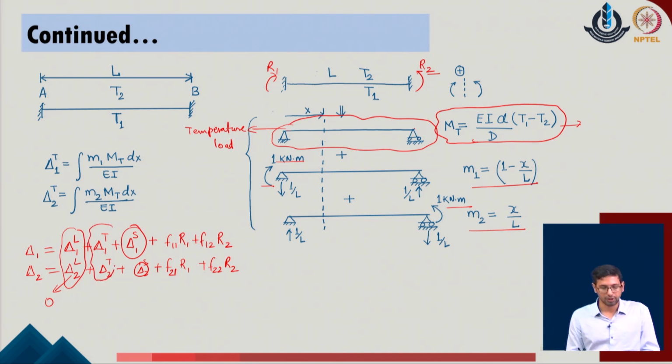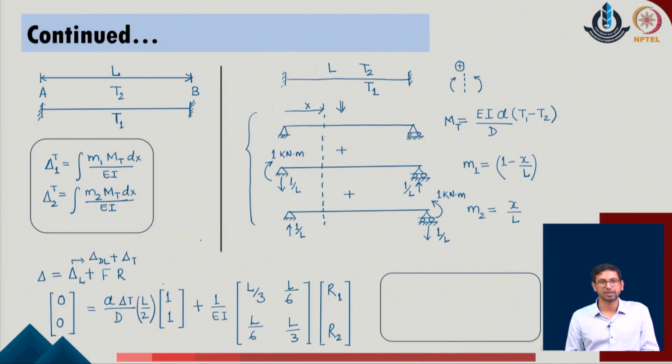The components with respect to the temperature distribution can be evaluated now in the same manner as we do the simple loading calculation. Only difference will be that instead of considering the net moment due to the load distribution, now we are considering the moment distribution due to the temperature profile. So, the delta 1 T is the same, integral of m1 m dx upon EI, but the m expression is the m of T for the given problem. Similarly, delta 2 T is also the same expression, only the m expression is m of T, which is the distribution of the moment due to the thermal profile in the given system.